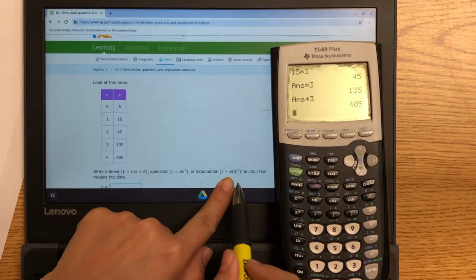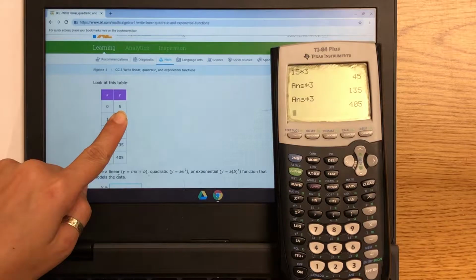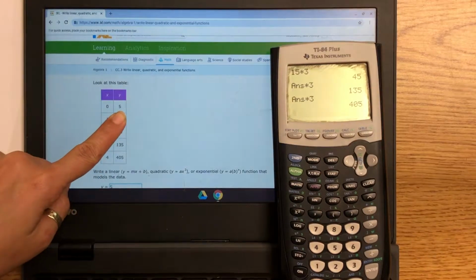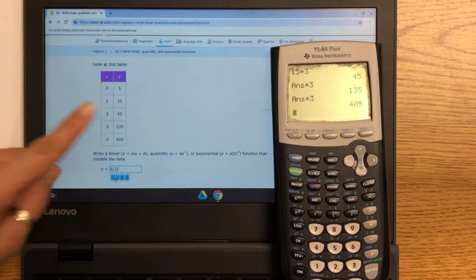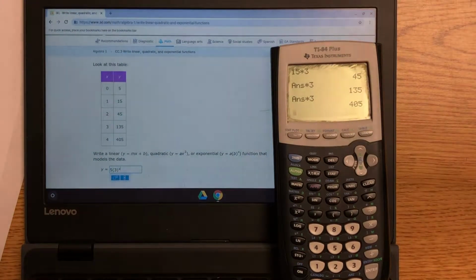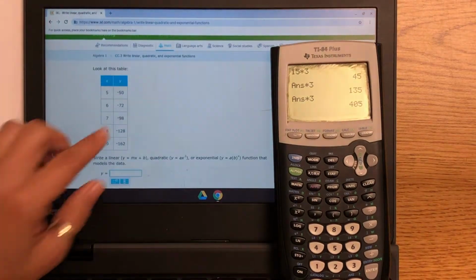A is where x is 0, right? So I'm at 0 right there. So my y is 5, then parentheses. How am I changing every time? I'm multiplying by 3 to the power of x. And I'm not going to check it because I know I'm right. Oh, I don't mind getting it wrong, let me put it that way.